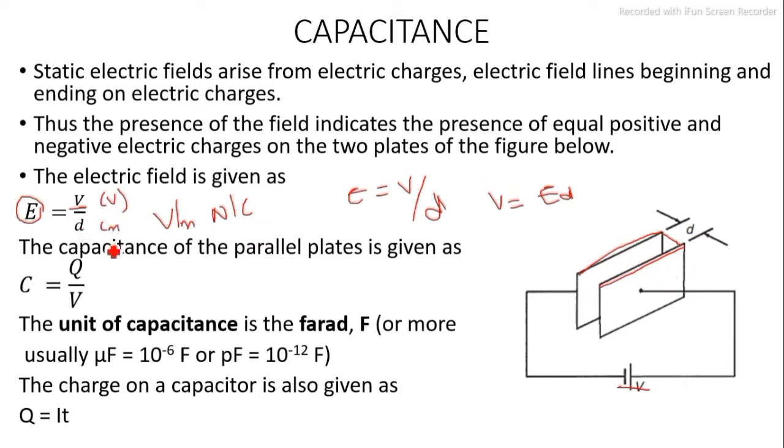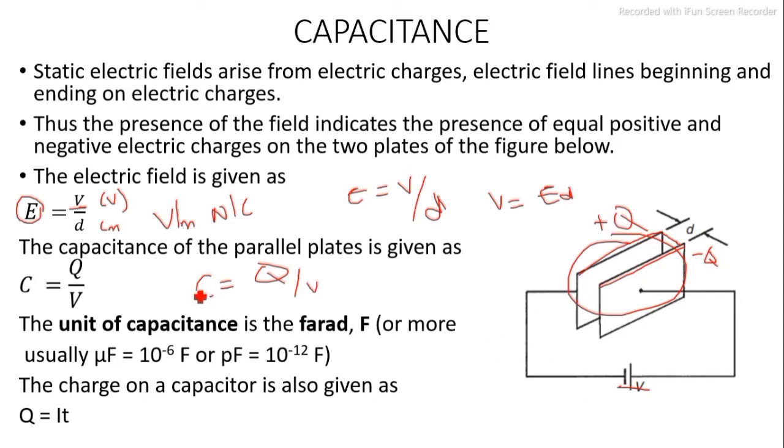The capacitance of the plates of the parallel plate is given as, so the capacitance of this capacitor is given as C equals Q over V, where C is the capacitance of the capacitor, Q is the charge on the capacitor. One of the plates will have a positive charge and the other will have a negative charge, and V is the potential difference.